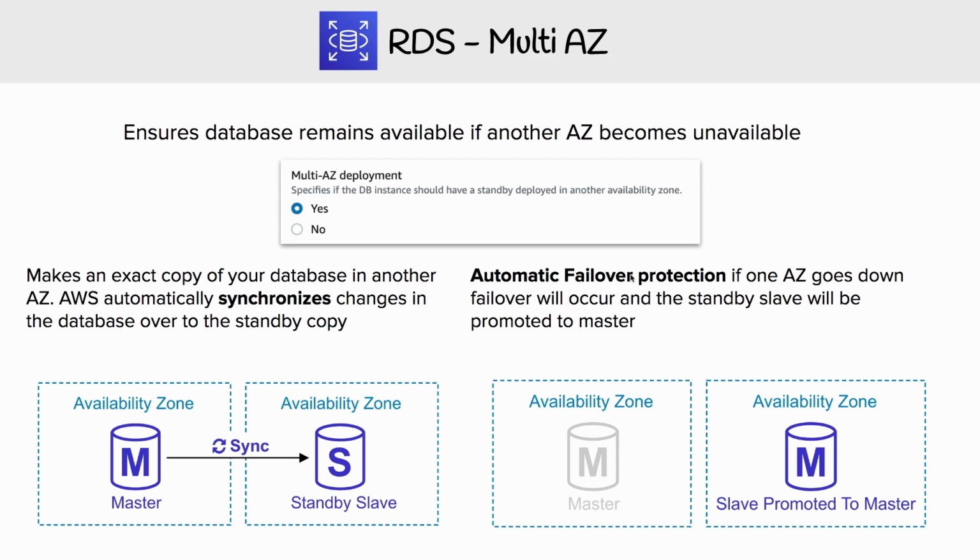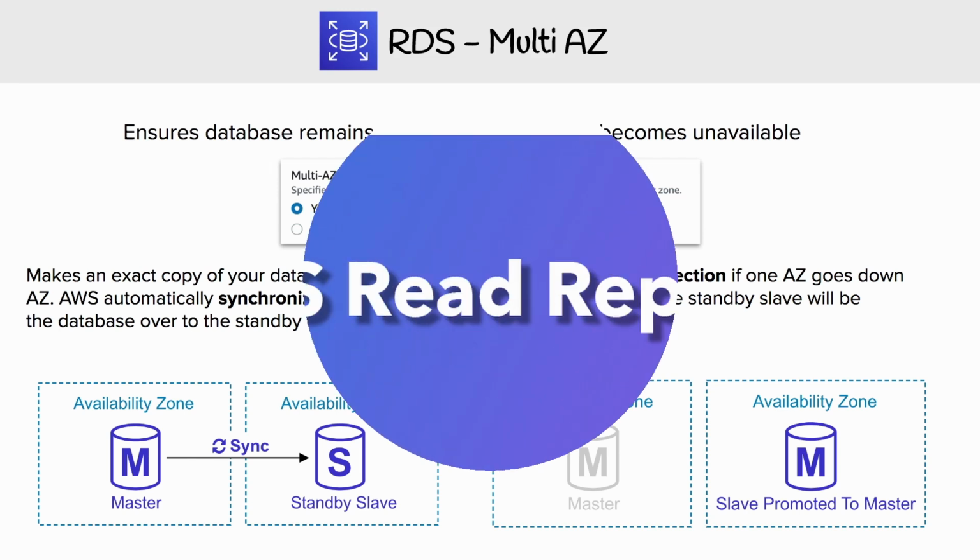So over here we have automatic failover protection. So if the AZ does go down, then failover will occur. There's like a URL or address that points to the database. So it's going to point to the slave, and the slave is going to be promoted to master, and now it is your master database. All right, so that's multi-AZ.